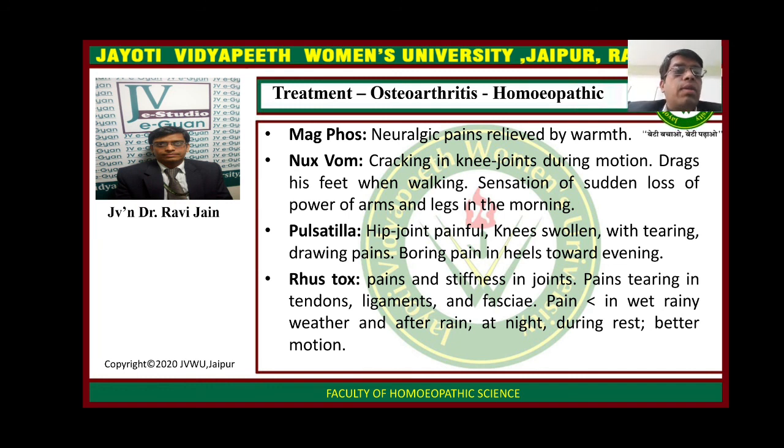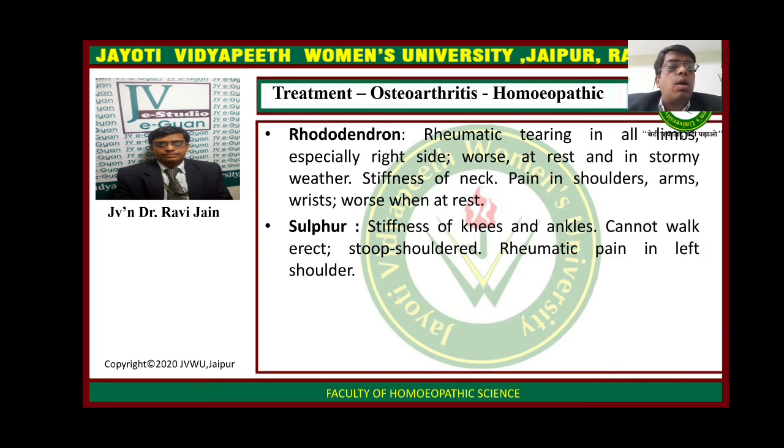Next, we have pulsatilla, where the hip joint is painful, the knees are swollen with tearing, drawing pains, boring pains in the heels towards the evening. Next, we have rhus tox, with pains and stiffness of the joint, tearing pains in tendons, ligaments and fasciae. The pain is worse in wet rainy weather and after rain, at night and during rest, and is better by motion. Next, we have rhododendron, with rheumatic tearing pain in all the limbs, especially on the right side, worse at rest and in stormy weather. There is stiffness of the neck, pain in the shoulders, arms, wrist, worse at rest.